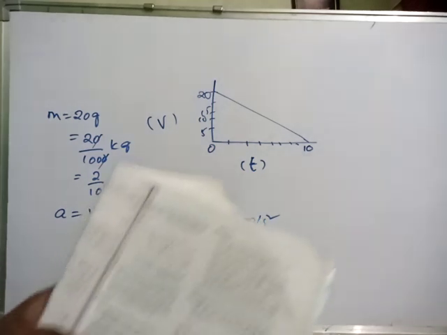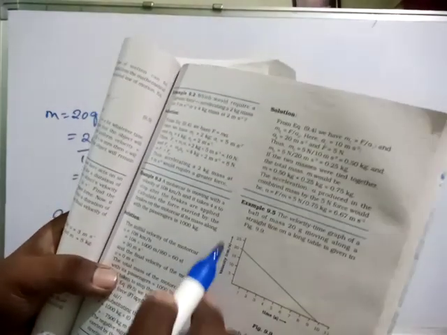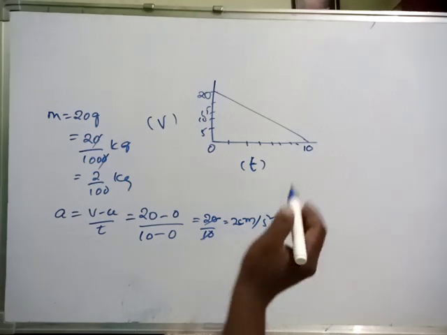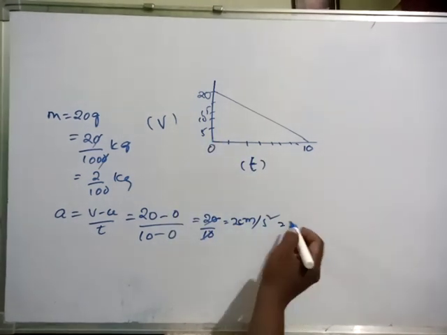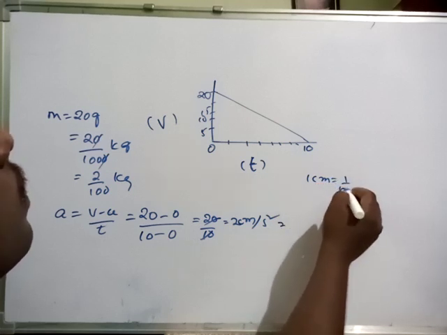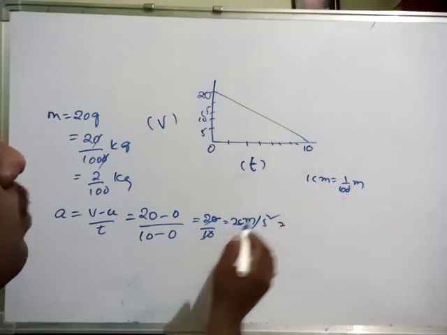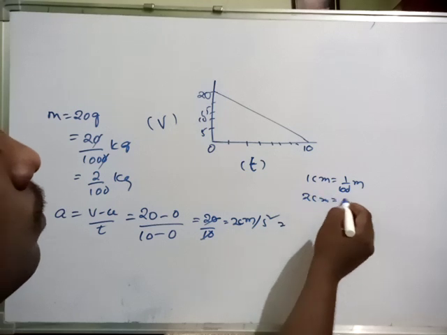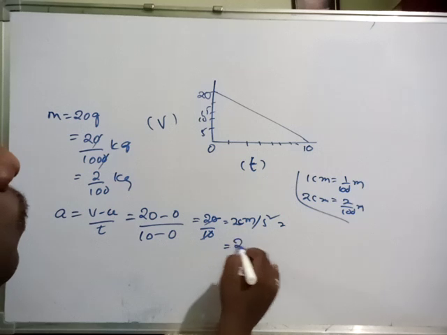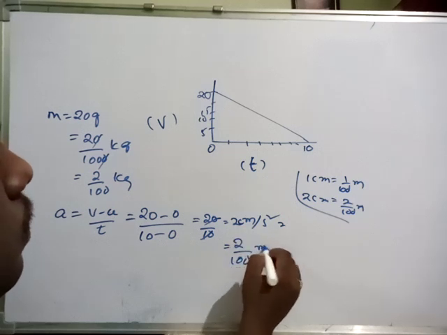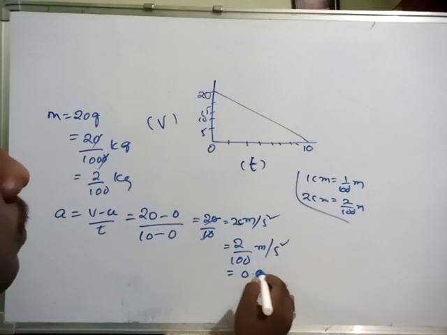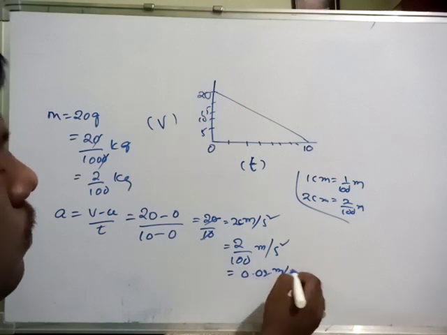But see here, children, velocity is given in centimeter per second. So this is 2 centimeter per second. We need to convert it into meter per second, no? So 1 centimeter is equal to 1 by 100 meter. 2 centimeter, so 2 by 100 meters. So 2 by 100 meter per second square. 2 by 100 means 0.02 meter per second square.